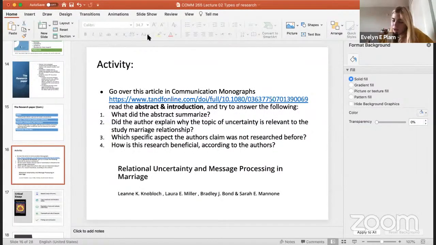I would say that the abstract summarized what the theory was, then how they conducted the research, and then just an overview of their findings. And how long was the abstract? How many sentences would you say? I don't know, it was probably a long paragraph, 4 or 5 sentences. I don't really know.